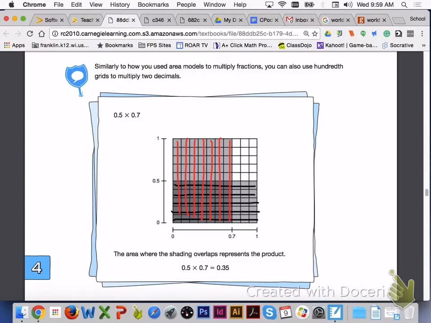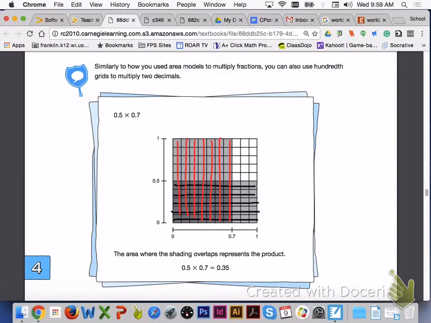Turn to page 270. Similar to how you used area models to multiply fractions, you can also use hundredths grids to multiply two decimals. Our problem is 5 tenths times 7 tenths in the example.